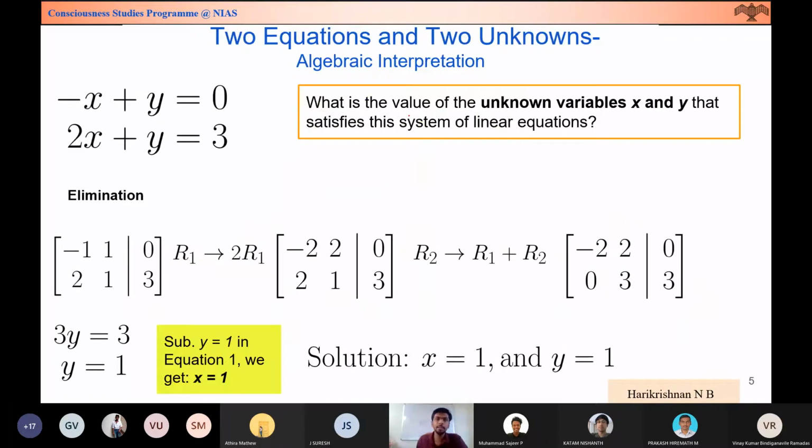I'll just start with a very simple 2 equations and 2 unknowns. The first equation is minus x plus y equal to 0, and the second equation is 2x plus y equal to 3.